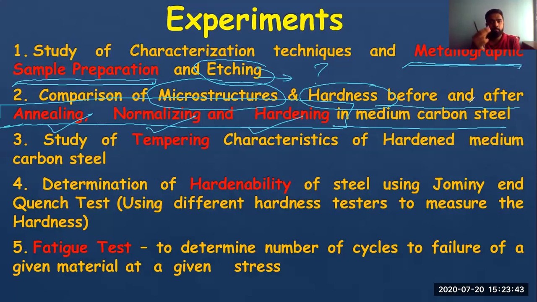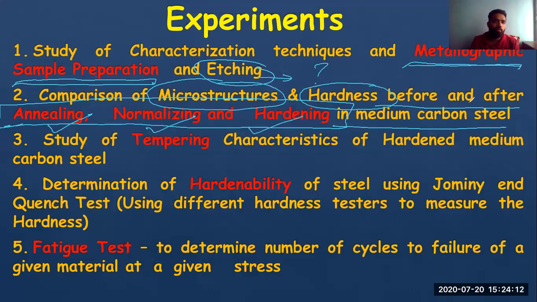Suppose this is a sample, I have not yet annealed it. Medium carbon steel will have some microstructure initially. That microstructure will have its property, and based on that property I will get some performance. This microstructure I will directly view. This single microstructure will be compared with annealing, again with the normalizing sample, and again with the hardening sample.